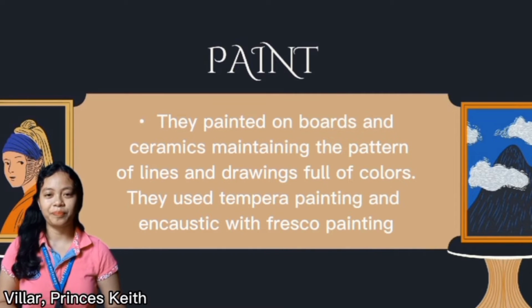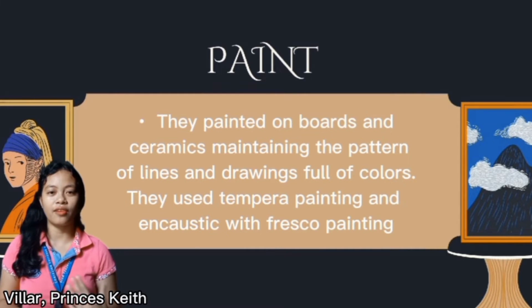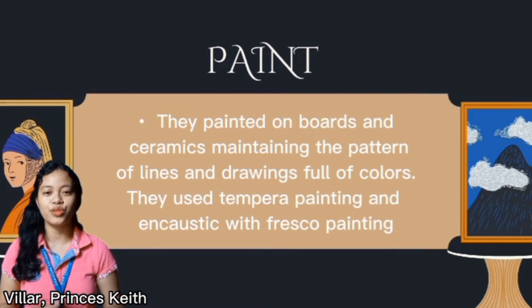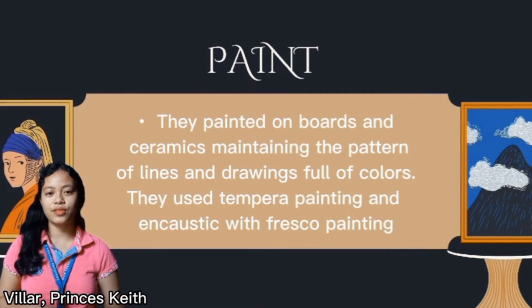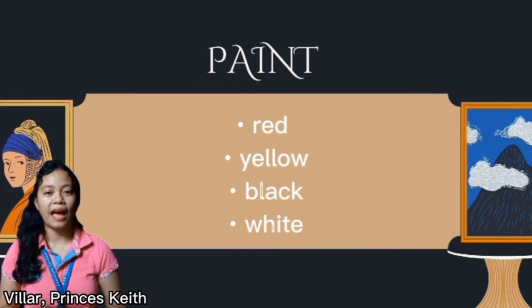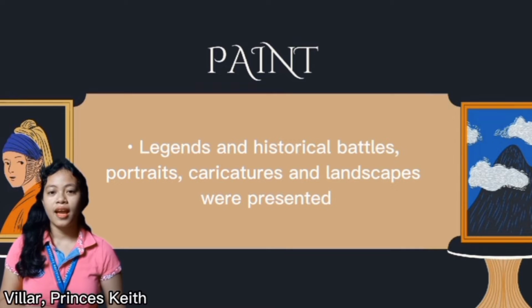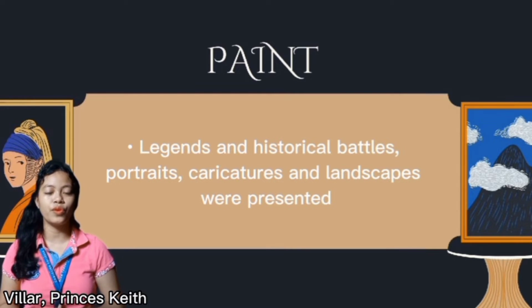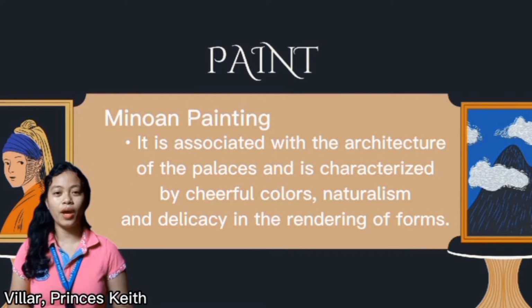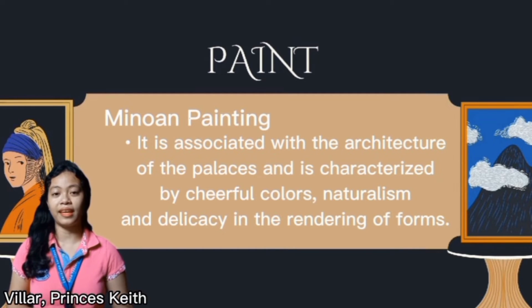Next is painting. Religious, civil, and funerary subjects were considered an art. They painted on boards and ceramics, maintaining the pattern of lines and drawing full of colors. They used tempera painting and encaustic with fresco painting. The most used colors were red, yellow, black, and white. Legends, historical battles, portraits, caricatures, and landscapes were presented. For example, the Minoan painting. Minoan painting was the first important period of painting in Greece.